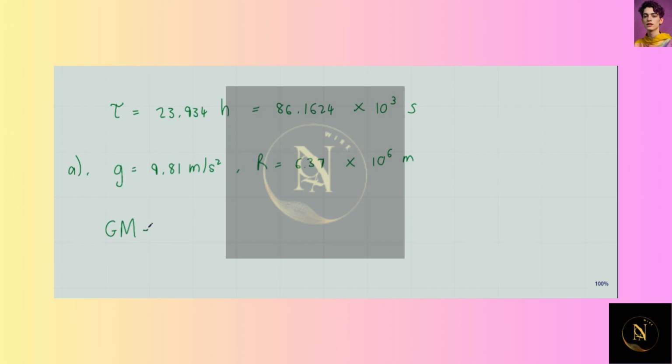G times M we know is equal to the gravitational acceleration of the Earth, little g, times the square of the radius of the Earth, R squared, and this is equal to 9.81 times 6.37 times 10 to the 6 squared, and this becomes 398.06 times 10 to the power 12 cubic meter per square second.